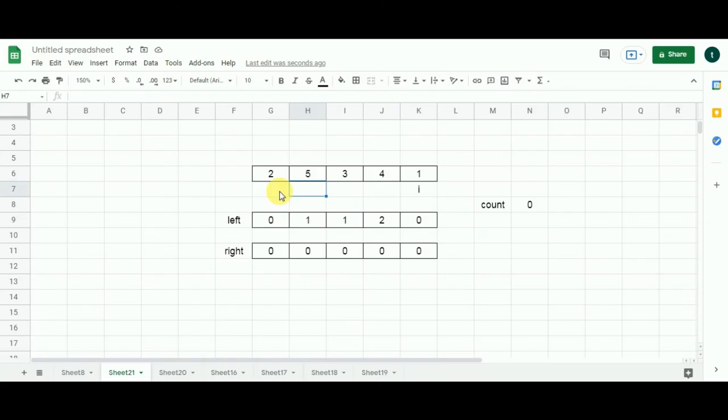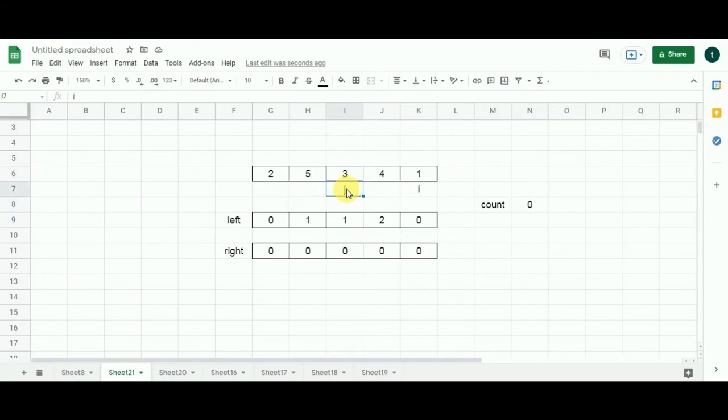Now j moves one cell to the right. Here the value is 5. Is 1 greater than 5? No. So this variable stays 0. J moves one cell to the right again. Here we have 3. Is 1 greater than 3? No. So count variable stays 0.